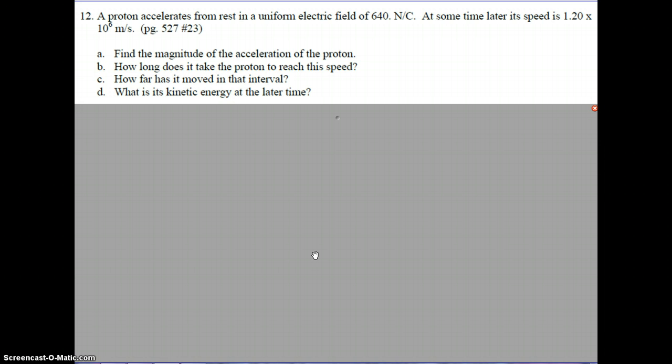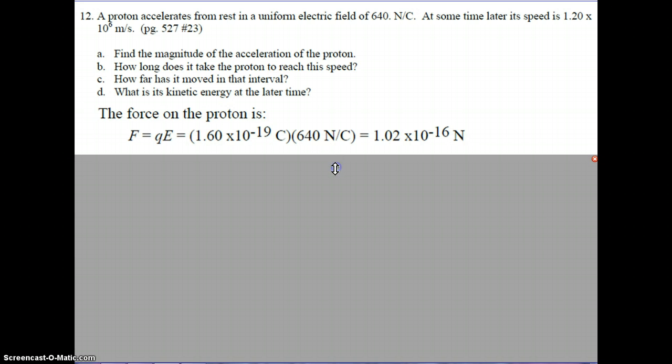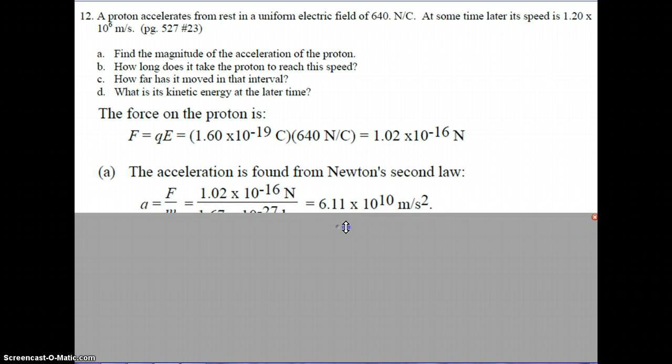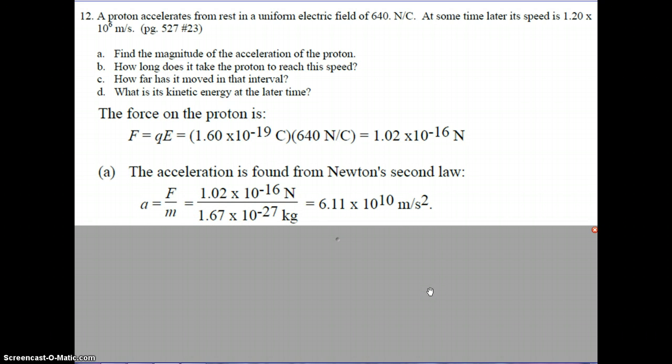This is a nice AP question because it incorporates electrostatics, Newton's second law, kinematics, and kinetic energy concepts all wrapped into the same problem. To solve for the acceleration, we need to know the force. So the force on the proton is going to be equal to E times Q. The charge of the proton, 1.6 times 10 to the negative 19, and the given strength of electric field, 640 newtons per coulomb, gives us a force of 1.02 times 10 to the negative 16 newtons. Now knowing the force, we can use Newton's second law to find the acceleration.